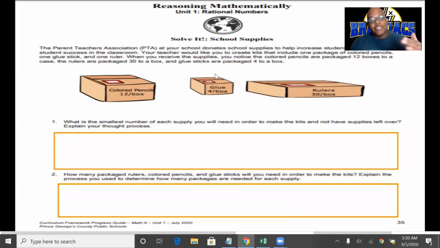Now, the second part is to explain. So each of these answers should not just have numbers, but they should also have an explanation. Use your words. We want to be able to hear your thoughts.